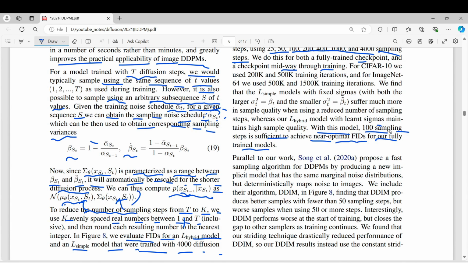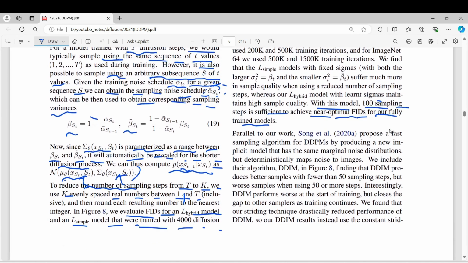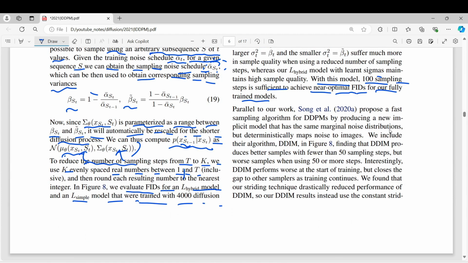So in L hybrid, in which we learn the sigma theta, the model is actually producing high quality samples, but in the L simple model, where we do not learn the variances sigma theta, the model is not producing convincing output.